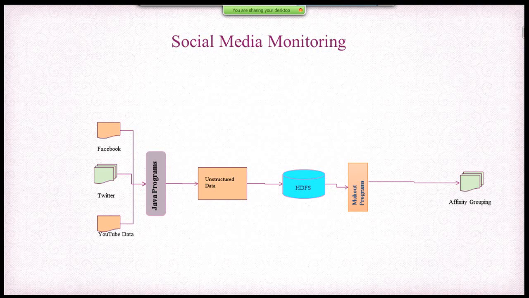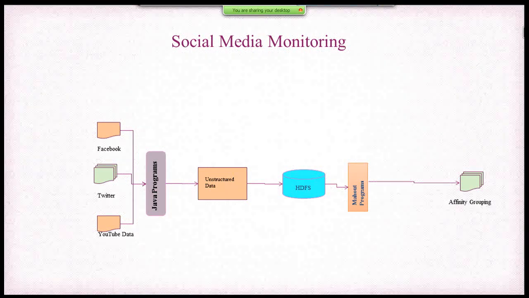The Hadoop file system is nothing but a database. We collect all the unstructured data and it is converted into a structured format by using Mahout programs. The Mahout programs generate an affinity diagram, affinity grouping. As we have seen in the earlier slide, affinity grouping classifies each of them into categories. So in the Mahout programs we are basically classifying, and the output will be the affinity grouping.